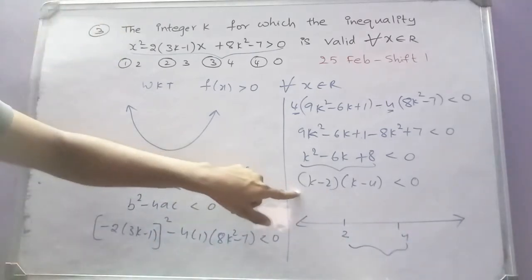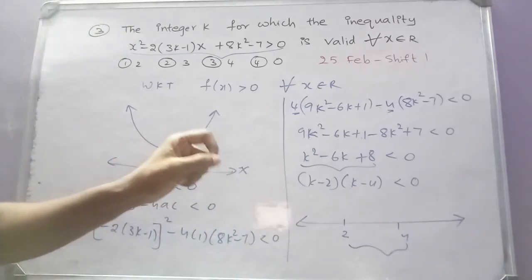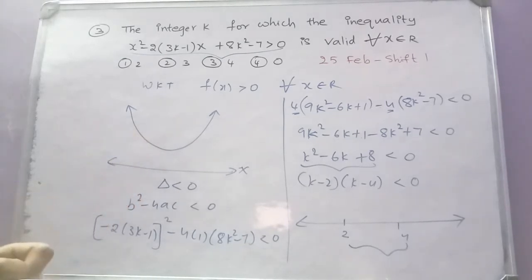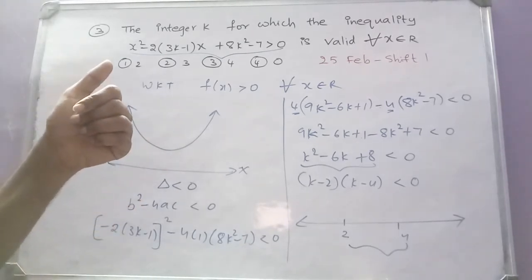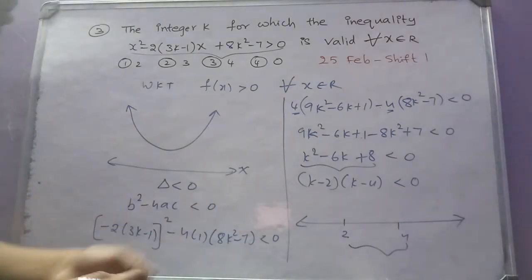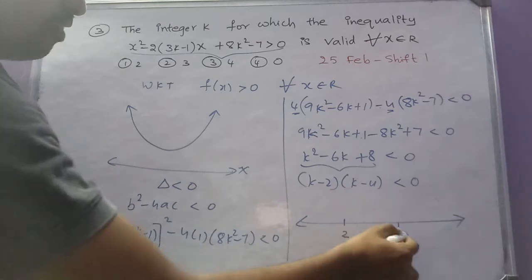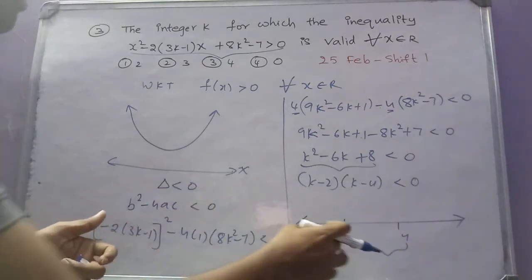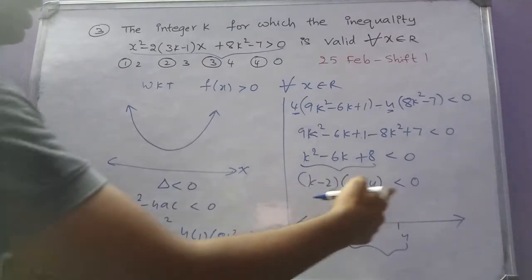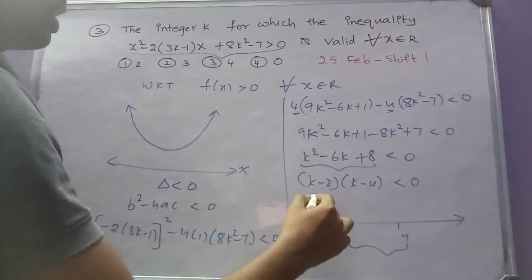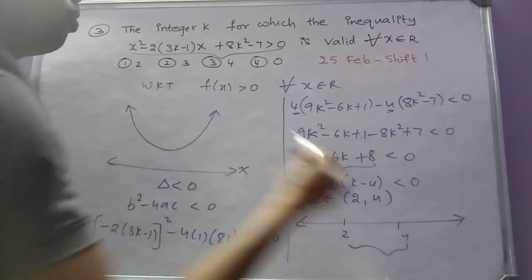So this concept is again explained in the topic called solution set of quadratic inequalities. It is present in our playlist of quadratic equations. Or else you can also use the wavy curve method. Anyhow, since the symbol is less than, I'll take the values between 2 and 4. If the symbol is greater than, we should not take the values between 2 and 4. But here the symbol is less than, so we can take the values between 2 and 4, which means that k belongs to (2, 4).